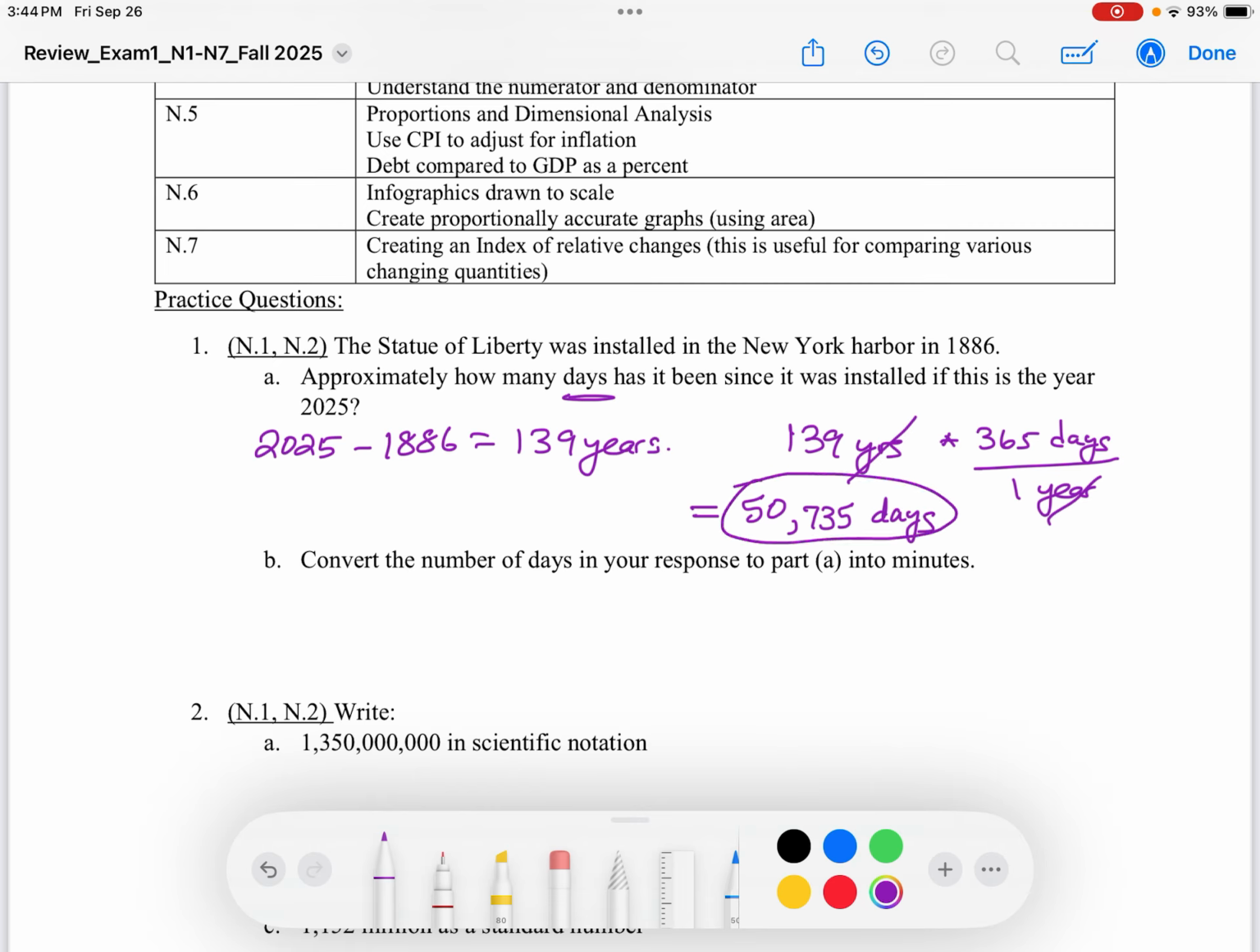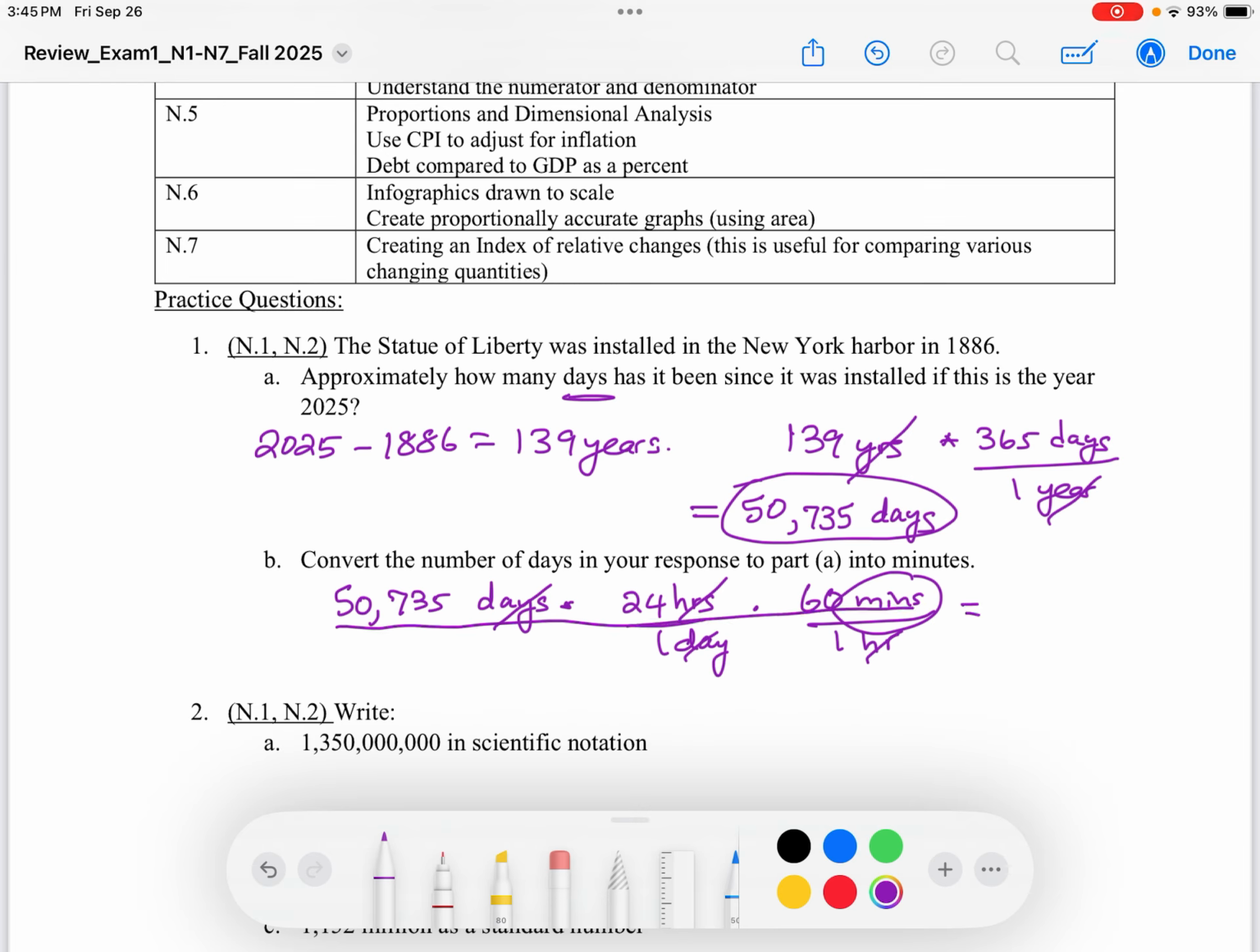All right, now we're going to take that and convert that to minutes. So we take 50,735, which is in days, and each day has 24 hours. So 24 hours to 1 day. And each hour has 60 minutes, so 60 minutes to 1 hour. So the units cancel out, giving you things in minutes. Multiply the top numbers. The bottom is just 1 times 1. And if you put this into your calculator, you should get 73,058,400 minutes.